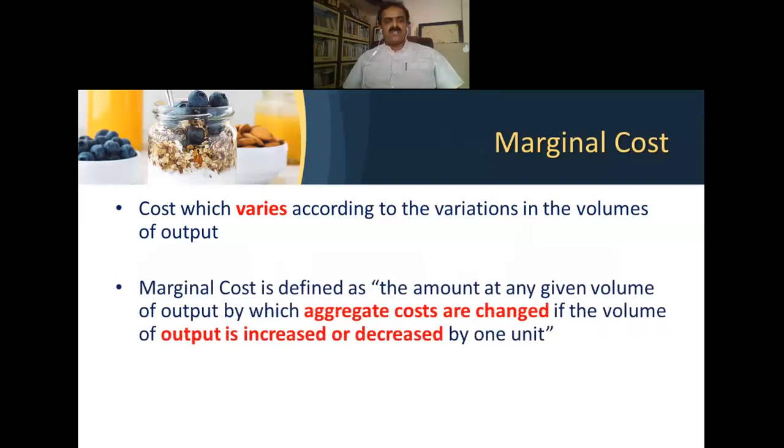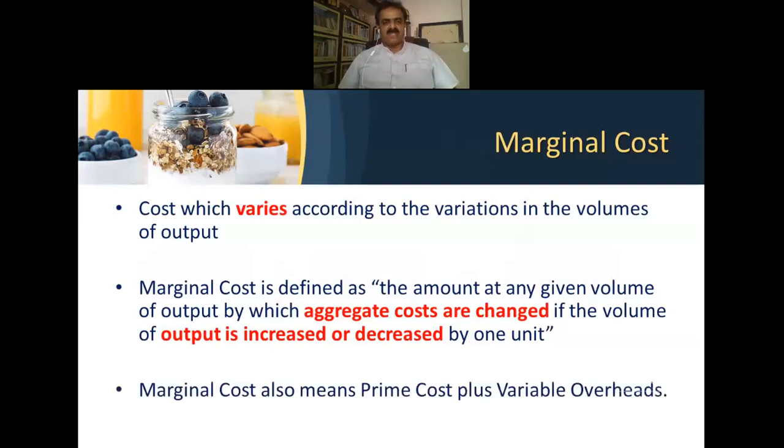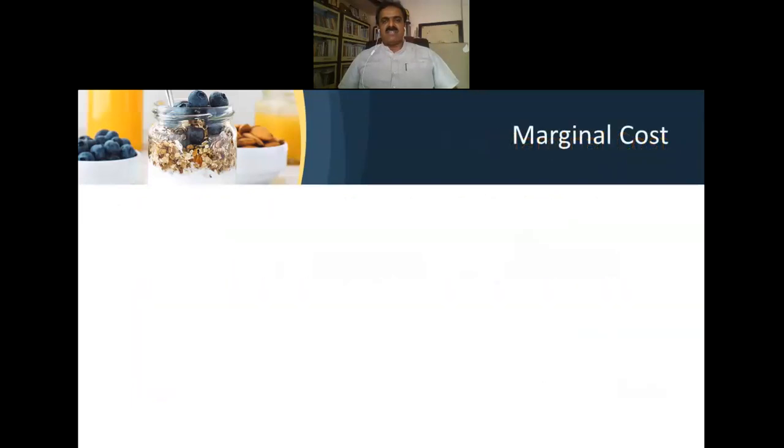The marginal cost is defined as the amount at any given volume of output by which aggregate costs are changed if the volume of output is increased or decreased. As and when the output increases or decreases, the cost also proportionately increases or decreases. The aggregate amount that has changed, whether plus or minus, will be treated as marginal cost. So let us understand with an example how this marginal cost can be identified visibly.